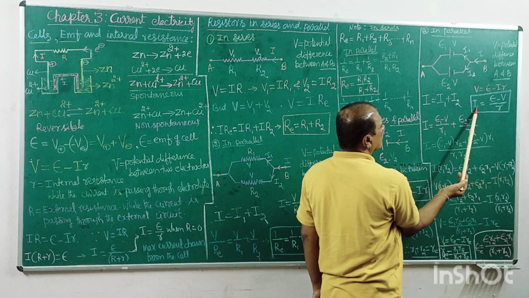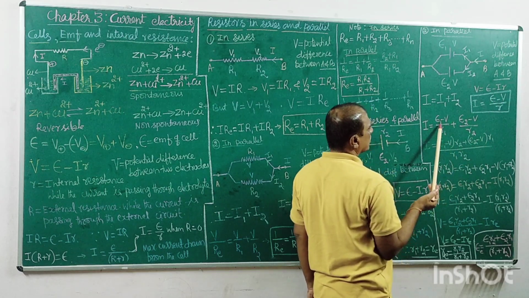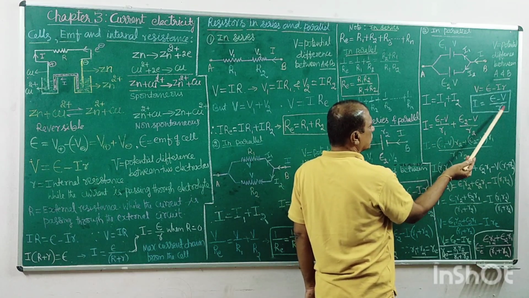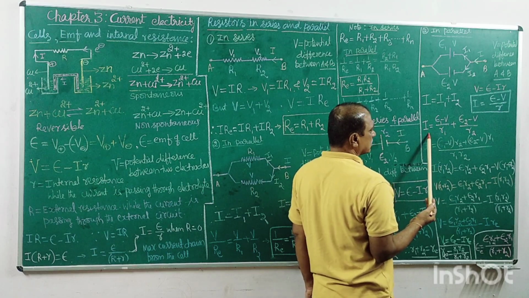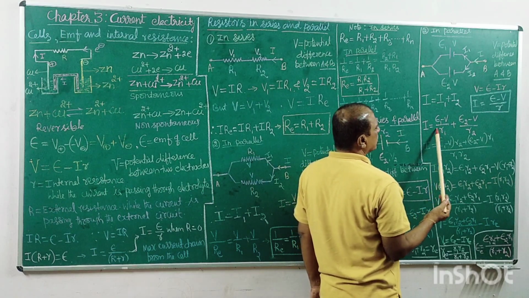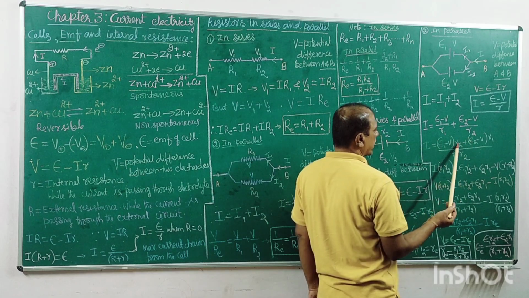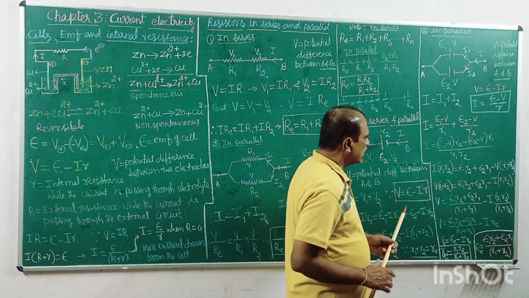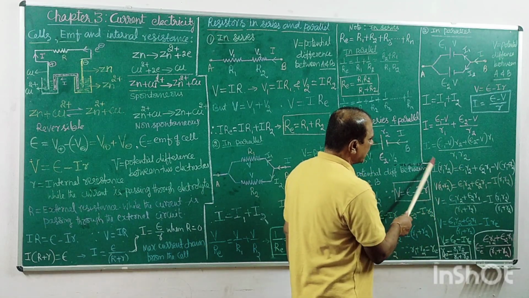So calculate I1. Here it becomes epsilon 1 minus V by R1. V remains the same. What is I2? Epsilon 2 minus V by R2. Don't substitute for I, keep it as it is. And simplify taking the LCM. We get this. Remove brackets. We get this. This is the one we get. And cross multiply, we get this.